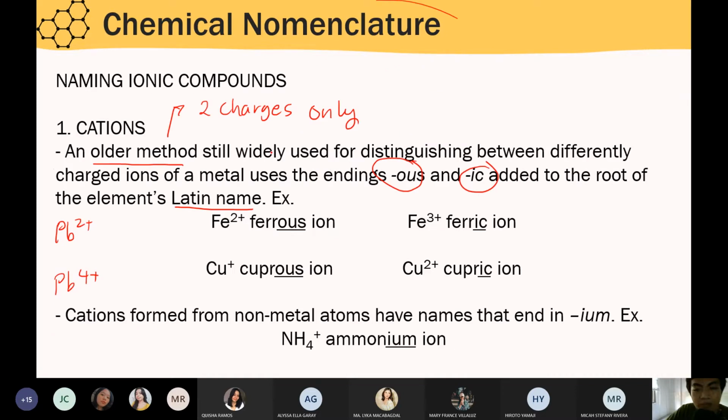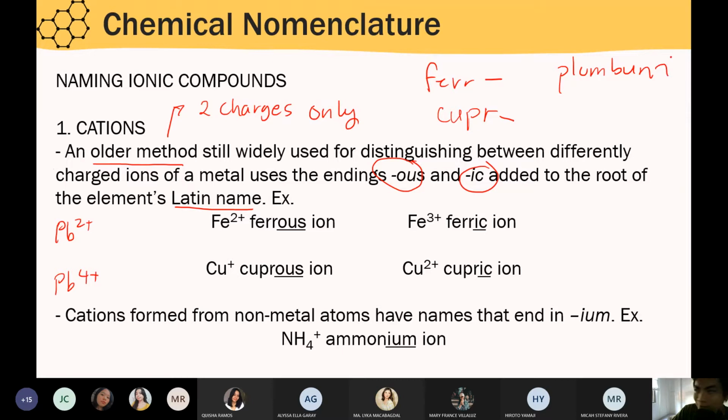Again, how to use this method? You just get their Latin name and remove the ending. For example, iron, ferrum. You just remove the ending, and that's the root word for iron: fer. And then for copper, the original name is cuprum, you just remove the ending, so its root word is cupr. That's where copper came from. For lead, that's plumbum. Plumbum. Doesn't matter as long as the spelling is correct.